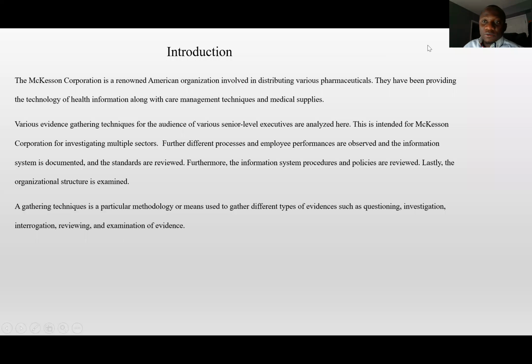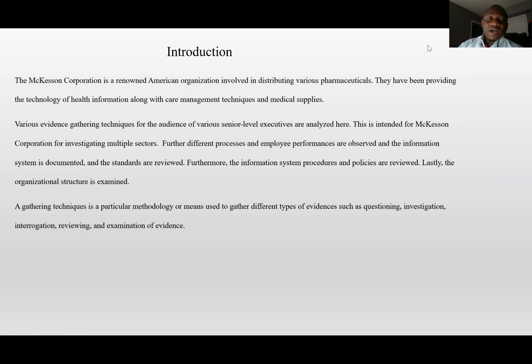Hello, everyone. Good afternoon. My name is Gabriel Dejumo, and today we'll be discussing evidence, the evidence gathering techniques, how you can get evidence, whether by interview or by looking at processes and procedures.